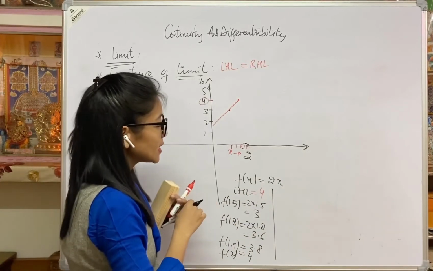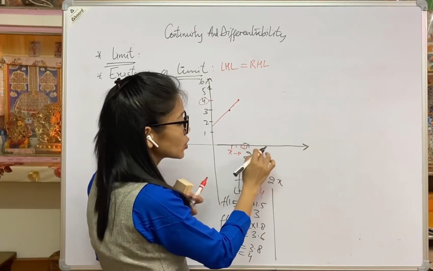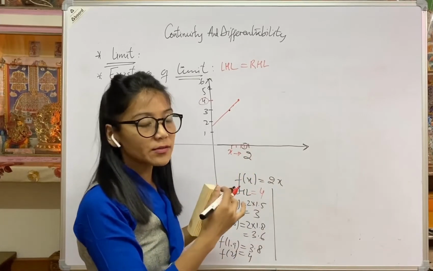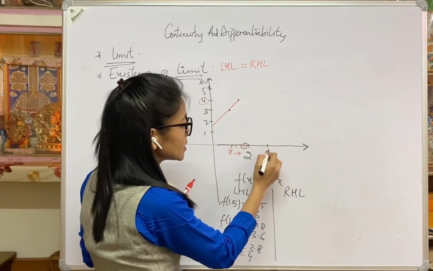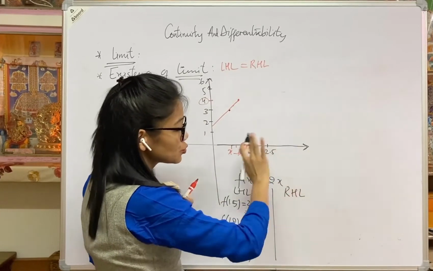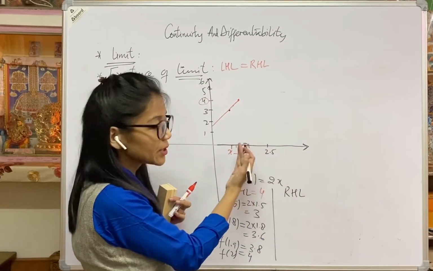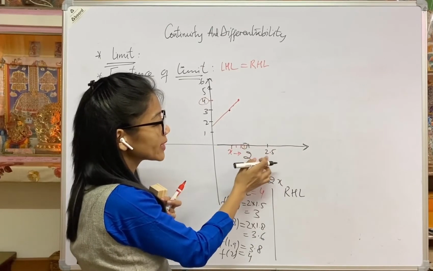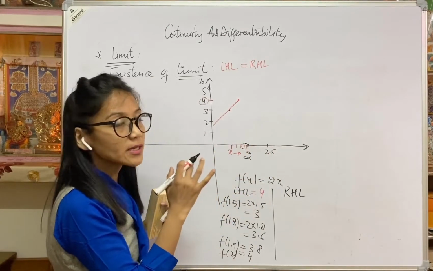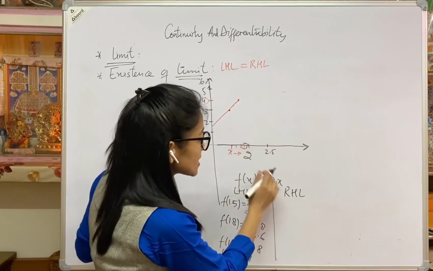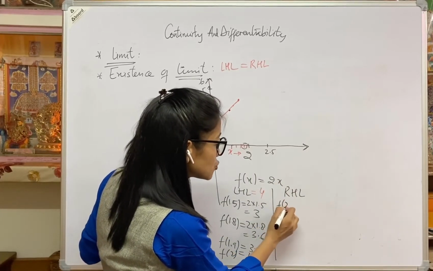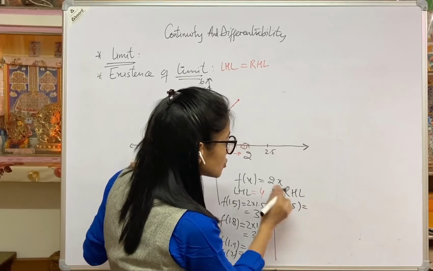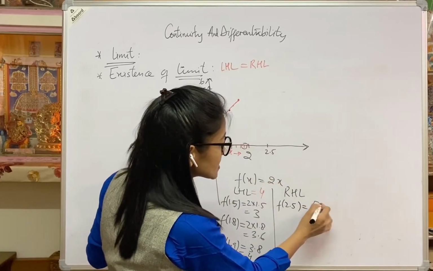Okay. Similarly, now I'm going to consider a few points on the right hand side so that I can find out the right hand limit. So first I will take 2.5. I'll not go too far from 2, because I have to come nearer and nearer to 2. So I will take a point nearby 2 so that I can accurately get a limit. My function is defined the same, so f of 2.5 is 2 into 2.5, that is 5.